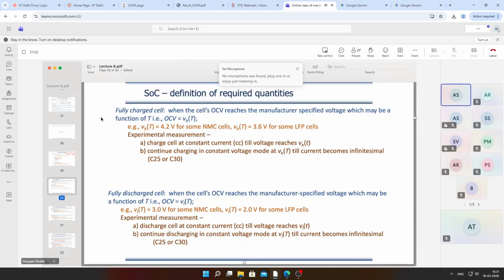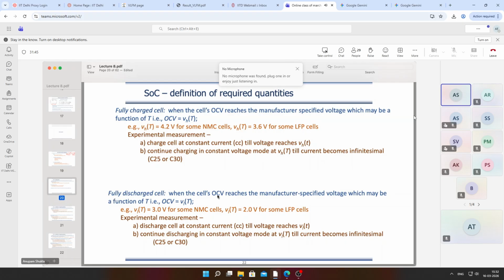Okay, so we start off this lecture by going over some of the things that we did towards the end of the class, and we had started discussing the state of charge. In order to discuss state of charge, we needed to define some parameters or variables. One of them was, of course, what is a fully charged cell? It is a cell which has been charged to the upper cutoff voltage, and then continued to be charged at the upper cutoff voltage till the current falls to very small values. Okay, and what those small values are is quantified here.